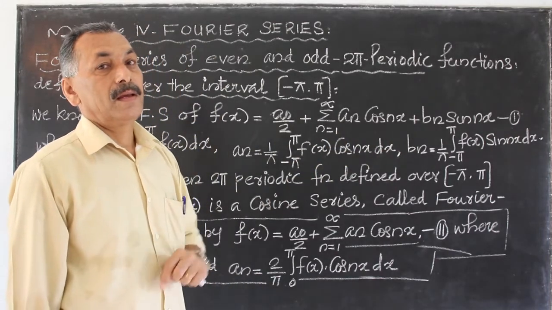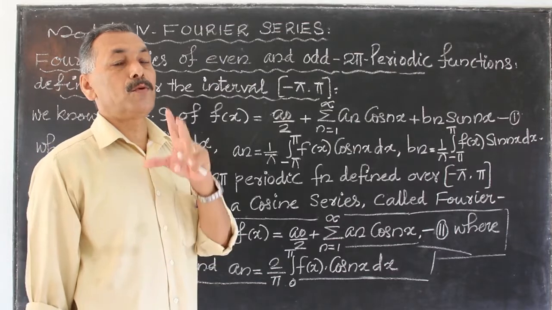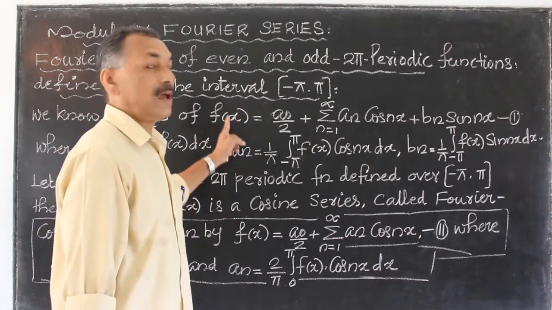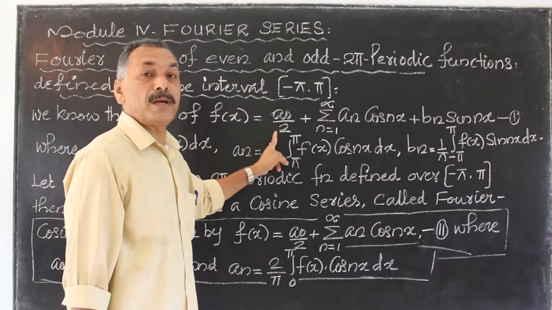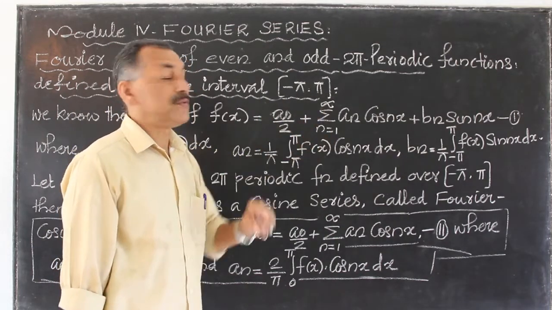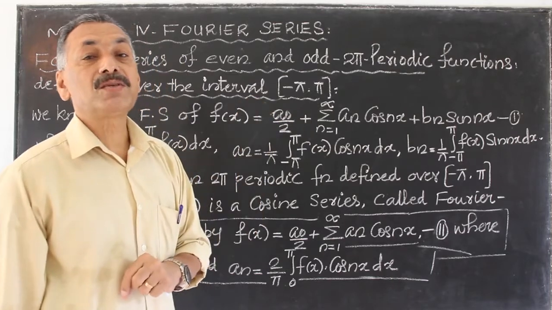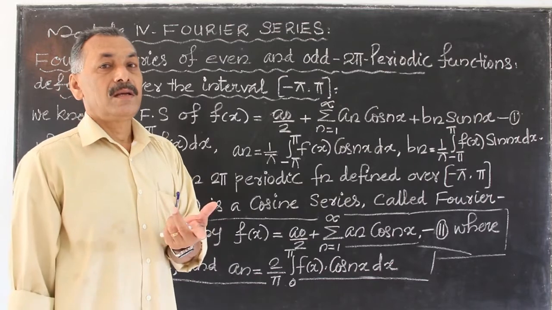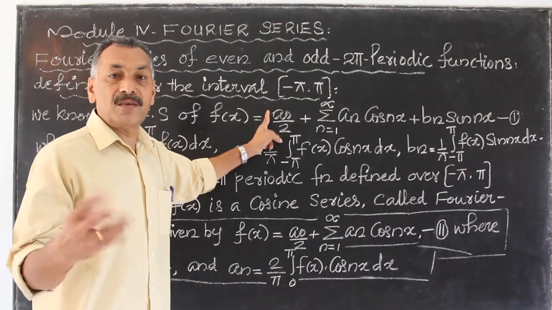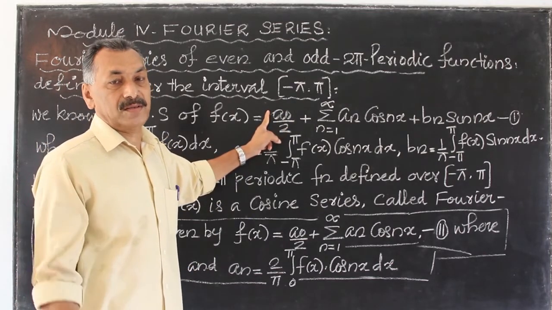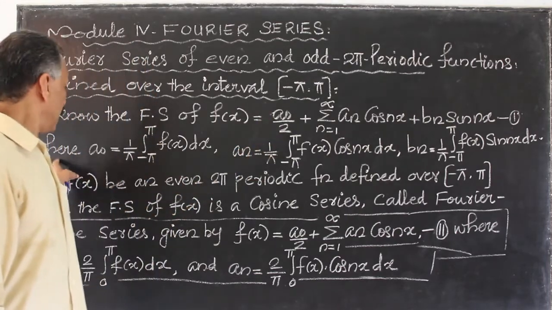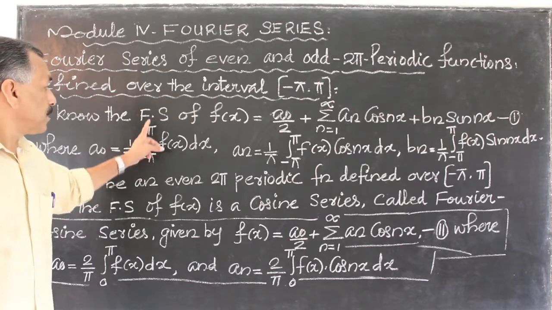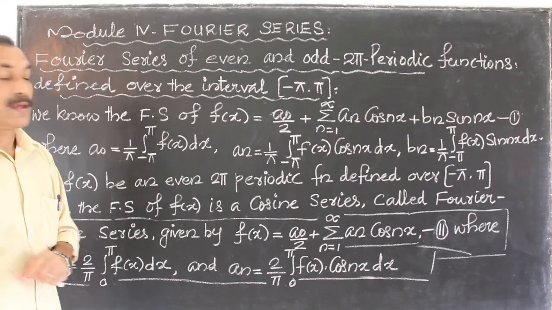Now, the Fourier series of a 2 pi periodic function defined in the interval minus pi to pi is f of x equal to a0 by 2 plus sigma n equal to 1 to infinity an cos nx plus bn sin nx. Next we consider any function f of x, which is not even or odd. What is a0? a0 is equal to 1 by pi integral minus pi to pi f of x dx.